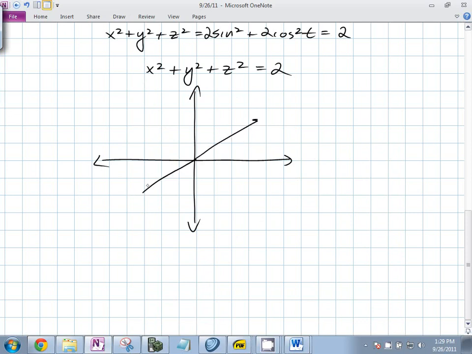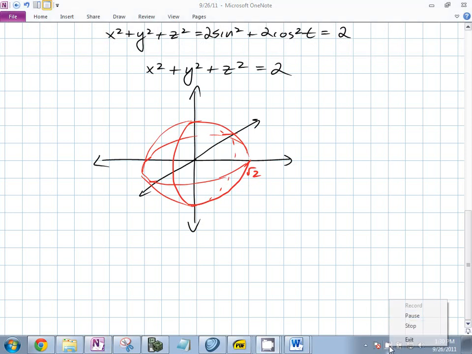So, can you sketch that? A sphere with radius root 2? Sure. So each of these is root 2. Like that. So there's your sphere with radius root 2. But what else do you have to mark on this thing? Where the actual space curve is. So the space curve is on this, right? Somewhere on there, but we don't know where it is.